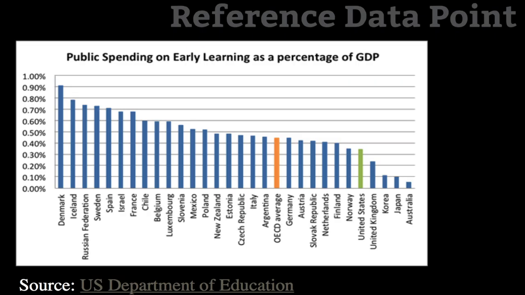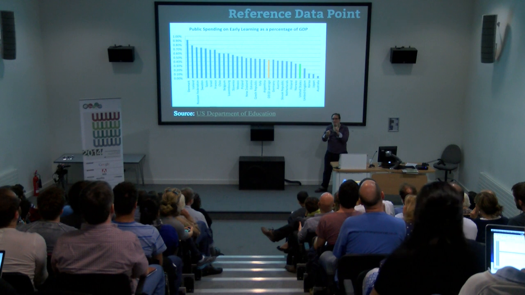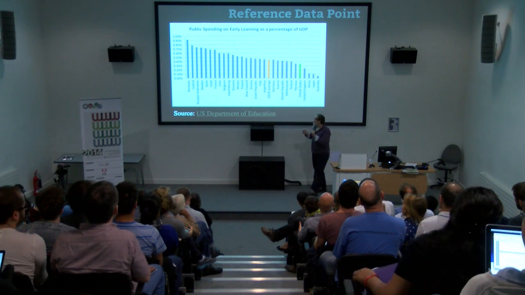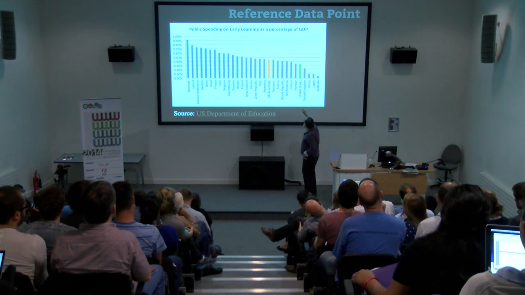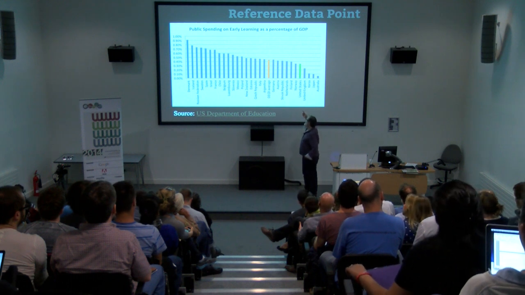If we look at a bar chart, for example, our eye is immediately drawn to the OECD average. This is public spending on early learning as a percentage of GDP. You can see how my eye is drawn to that, and to that. So what if we marked those as being special somehow in the markup and said these are the two? And then what if I wanted to compare the United States to, I don't know, Denmark?